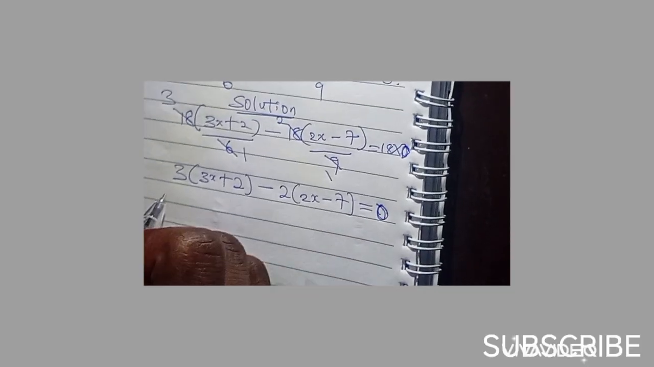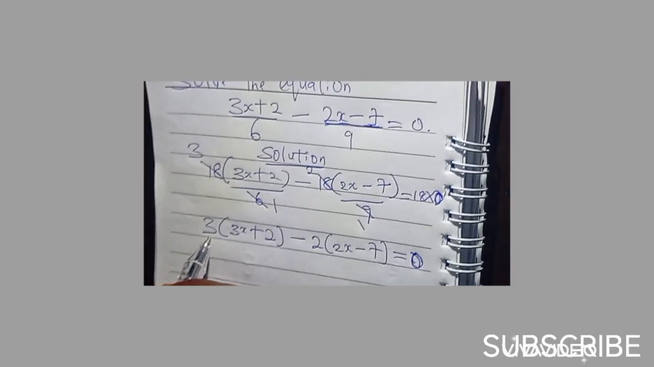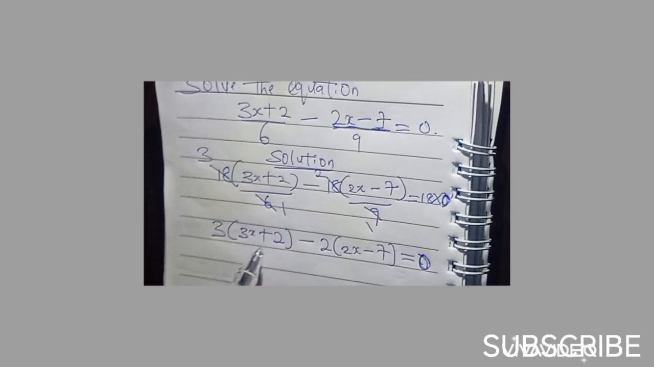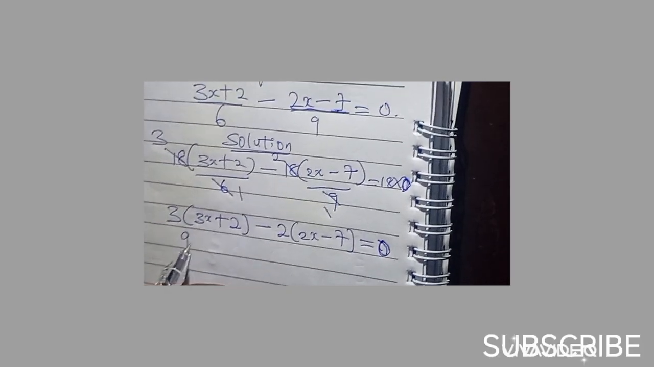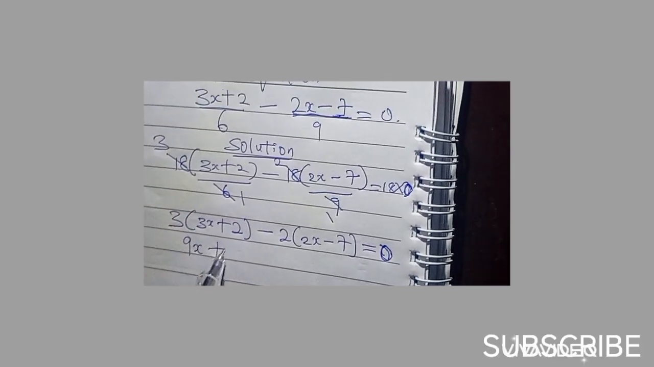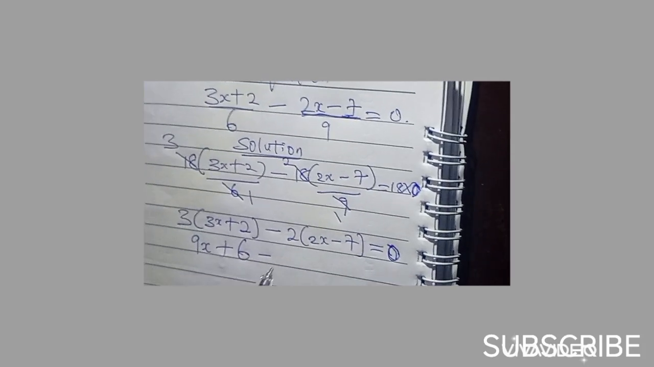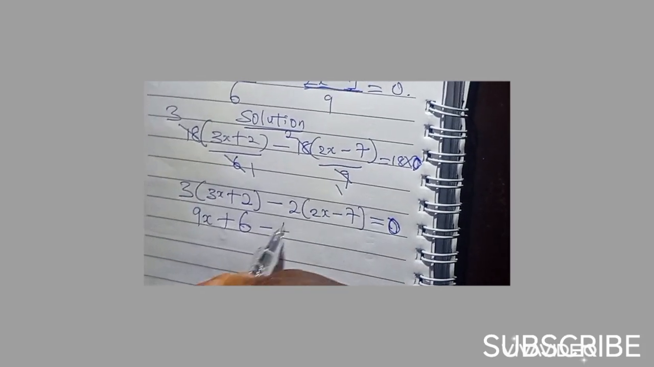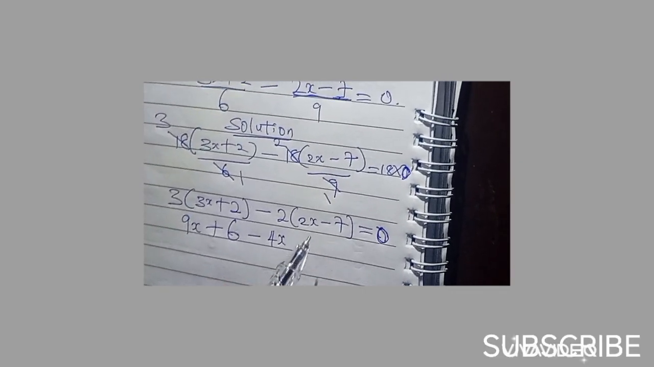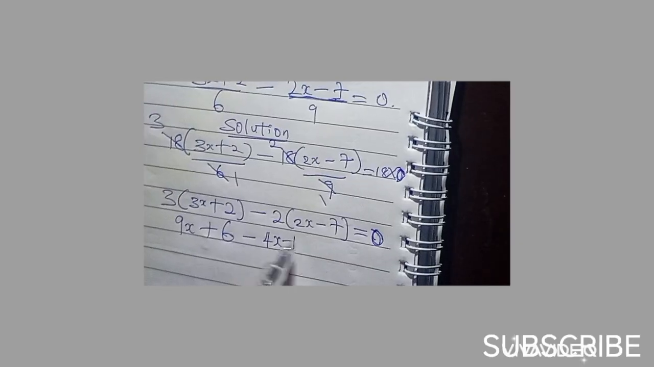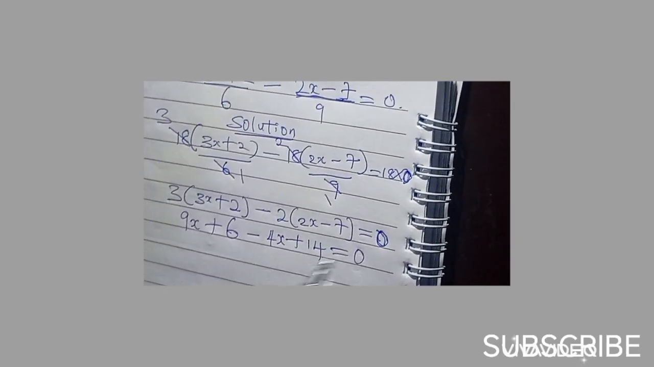So the next thing we do is to clear the bracket. By clearing the bracket, we multiply what we have outside by what's inside the bracket, which is 3 times 3x is 9x, plus 3 times 2 is 6. We have this here, minus 2 times 2x is minus 4x, then minus 2 times minus 7 is actually plus 14, because minus times minus is plus, equal to 0.